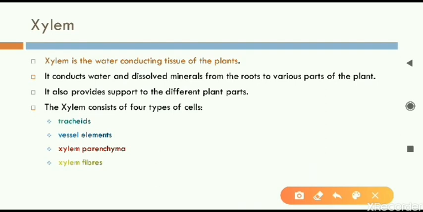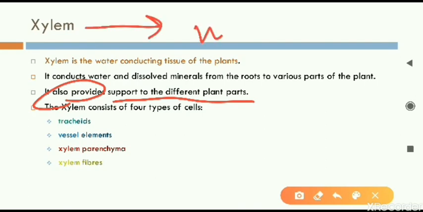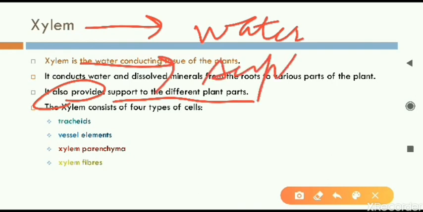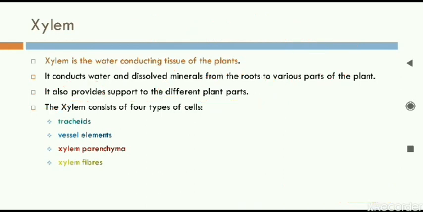And one more function is there. It also provides support to different plant parts. So these are the two main functions of xylem. First, it transports water, and second, it gives support to the plant body. When it is transporting water, some minerals are also dissolved in this water. So as the water is moving in the plant body, minerals also flow in that. So both functions are going on together.